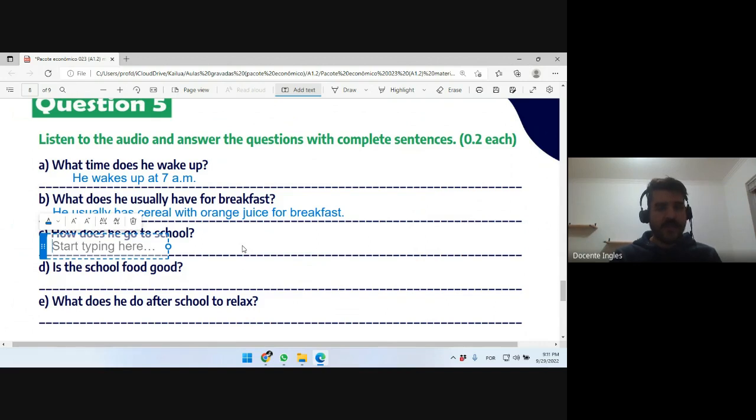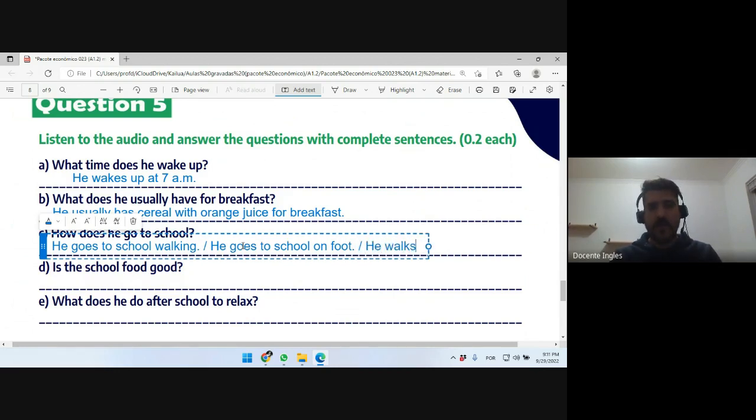How does he go to school? He goes to school walking. Or he goes to school on foot. Or he walks to school. Different structures, same idea.